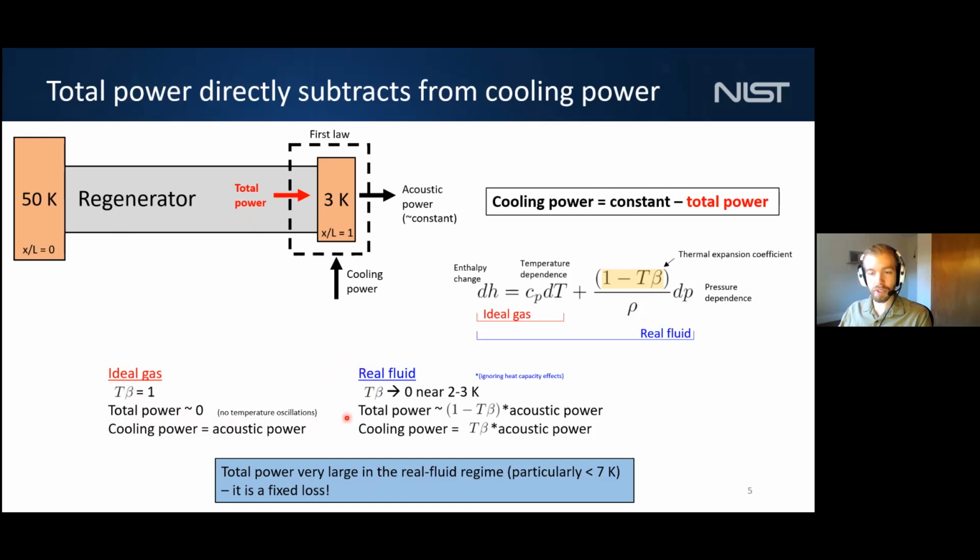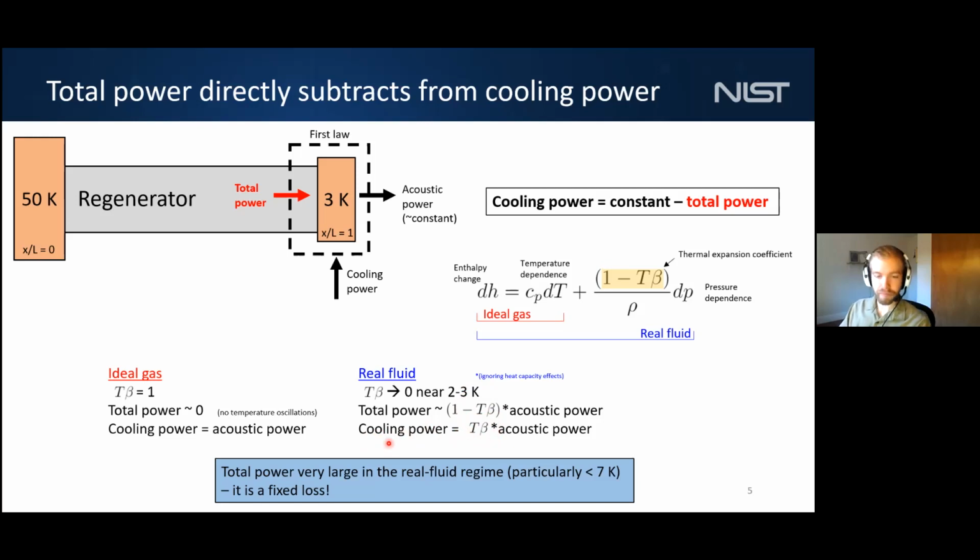In the real fluid regime, all of this changes. That's because T beta is changing dramatically, and T beta approaches 0 near 2 to 3 Kelvin. So this means your total power flowing down this regenerator is now actually very big. Total power is approaching the acoustic power at these temperatures. And this means your cooling power also gets very small the colder the temperature is.